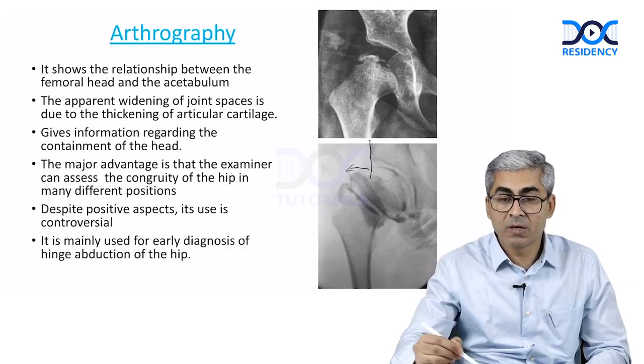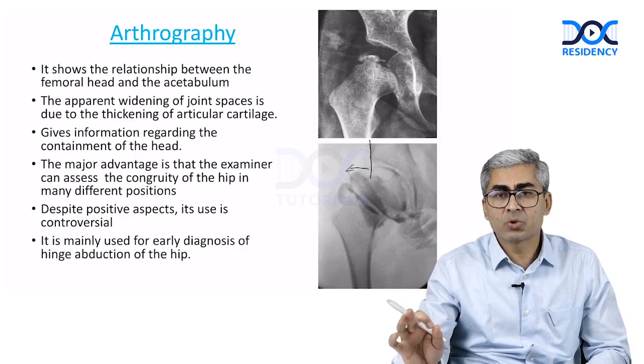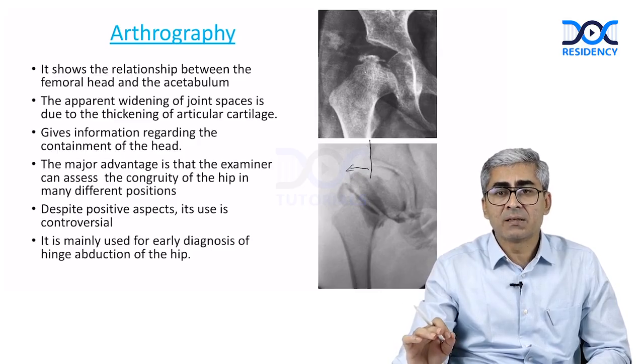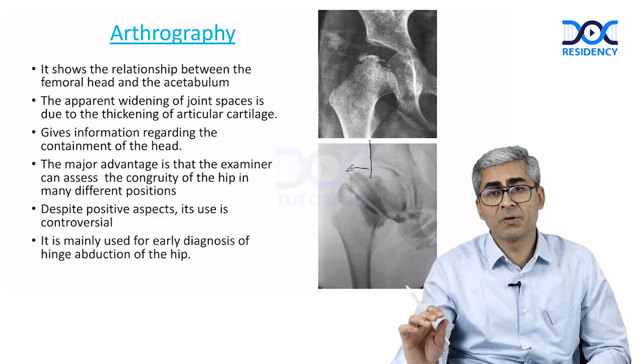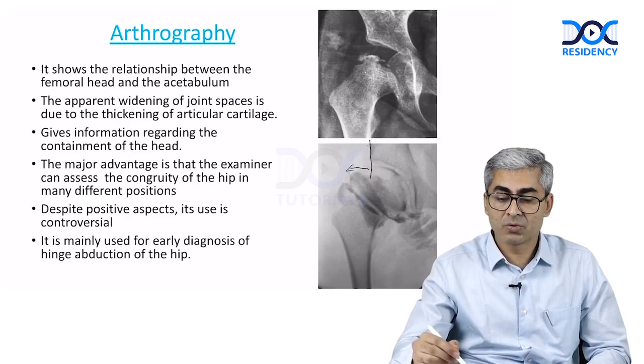This is some amount of femoral head which is outside. So arthrography can help us truly in deciding a good containment and whether there is a hinged abduction, and it can also show you which position of the head would be preferable after osteotomies, especially when we are doing valgus osteotomy.